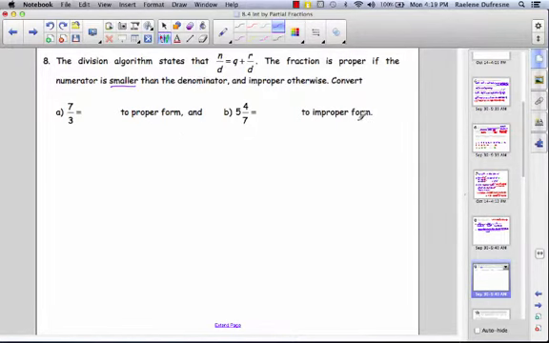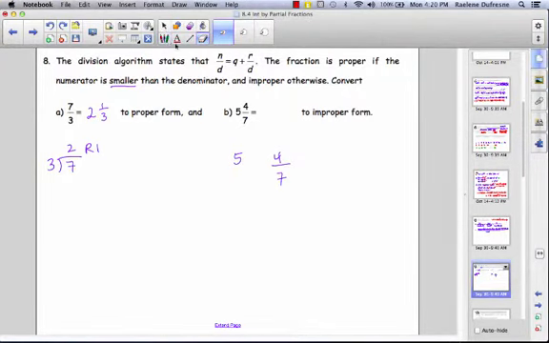So we are going to convert 7 over 3 to proper form by saying 3 divides into 7. It goes in 2 times with a remainder of 1. The remainder is not 1/3, but we say 2 and 1/3, meaning remainder over denominator. And then to go backwards to improper fraction form, we simply get a common denominator.